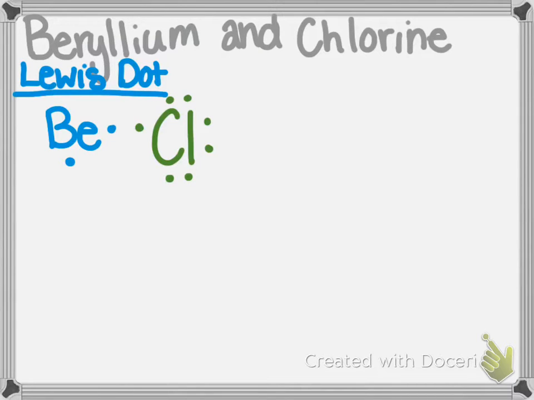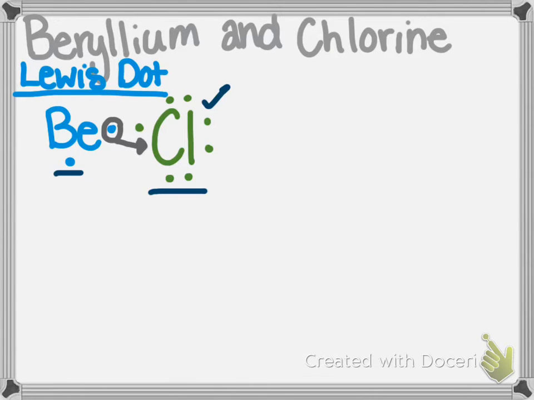So looking at this, I know that chlorine needs at least 1 more valence electron, okay? And beryllium needs to get rid of 2 valence electrons. So beryllium's going to do its first move by giving 1 valence electron to the chlorine, okay? Now this chlorine is set and happy because it has 8 full valence electrons, okay? However, beryllium still has 1 more valence electron that it needs to give away, okay?